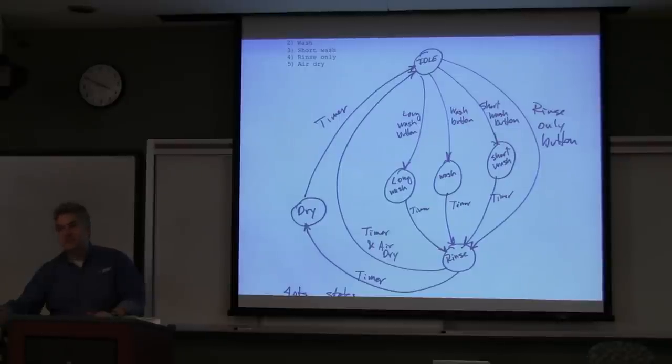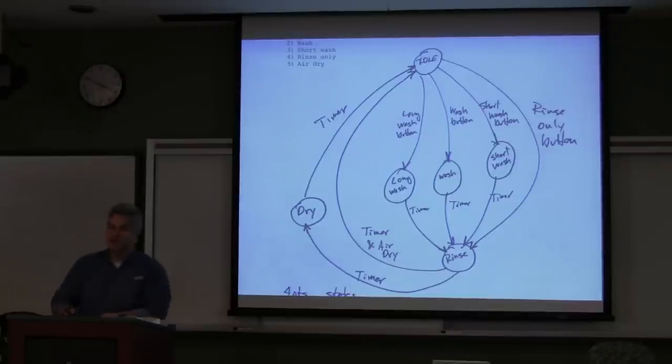Until a timer comes up and says you're done rinsing. All right? You'll agree with that? Yeah. All right? So based on the timer, you'll either transition to the dry state or to the idle state, which will determine which one you go to if the air dry button has been pressed. One time says, in long wash, you know how long you stay there, and then the next transition is to rinse. So the timer is implicit in the state machine.